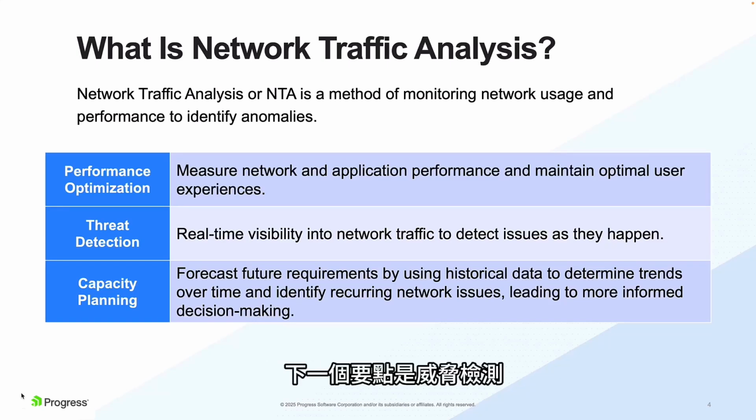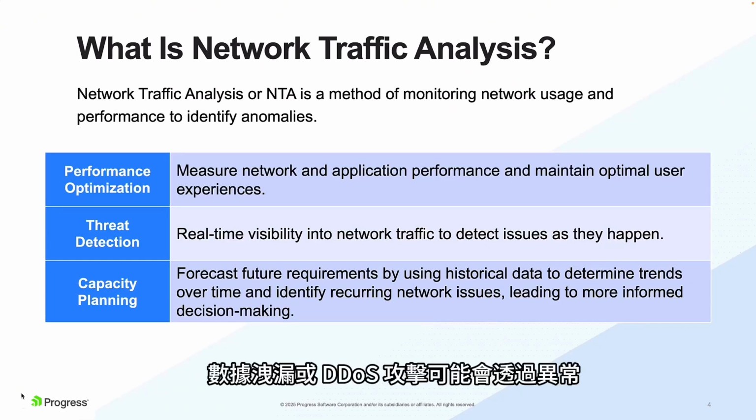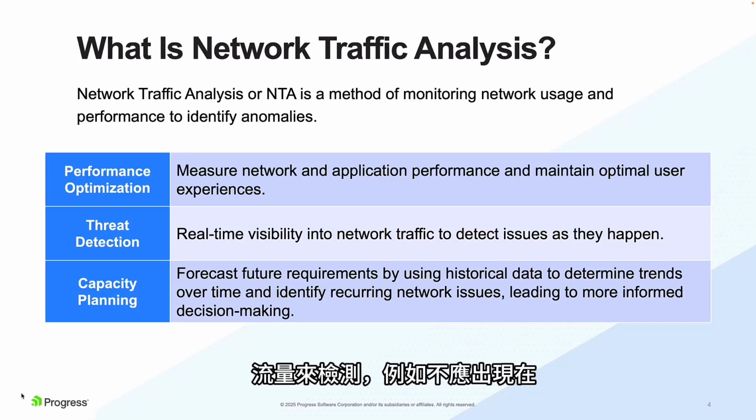So the next point, around threat detection: NTA has security benefits also. Data breaches or DDoS attacks can be detected by abnormal traffic that should not be on the network or an unusually high amount of traffic. Flagging these abnormal traffic conditions helps administrators to take action before it's too late.